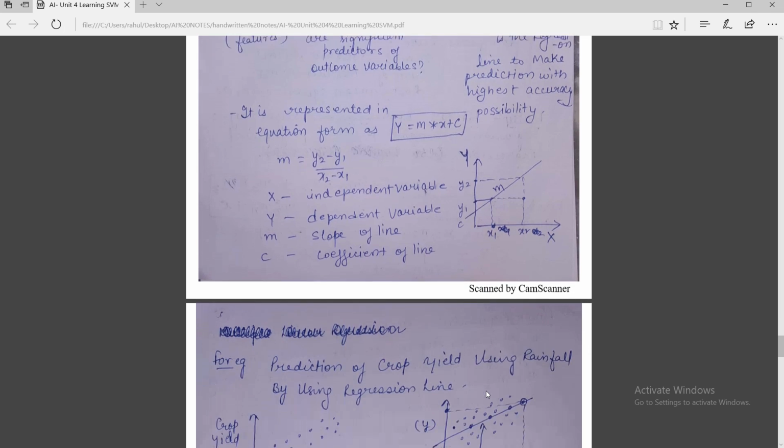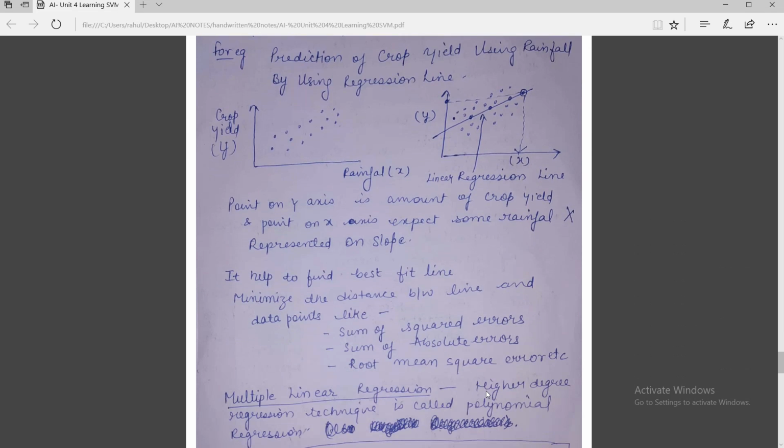Next, we will discuss it with the help of an example. Suppose we need to make a prediction of crop yield using rainfall. By using the regression line, we can predict how the rainfall will affect the crop yield. So this will be the basic graph we have.